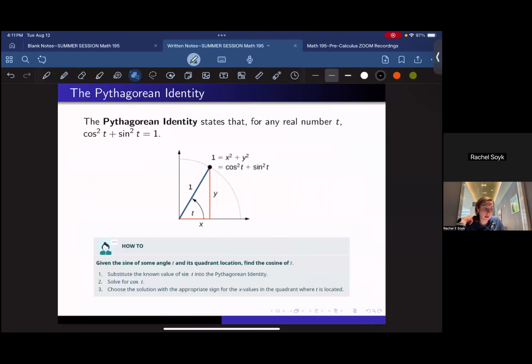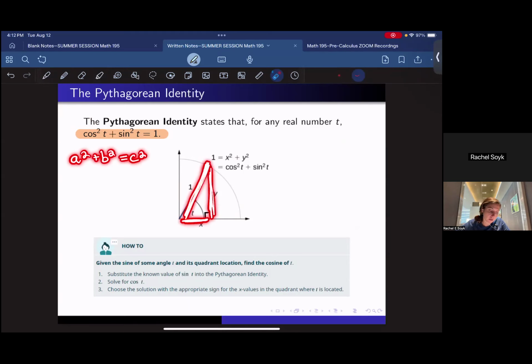Pythagorean identity. Our famous Pythagorean identity is sine squared theta plus cosine squared theta equals 1. They put the cosine squared first, but addition is commutative, so it's interchangeable. And again, if we look at this from our right triangle perspective, what's our Pythagorean theorem? a squared plus b squared equals c squared, which in this case are x squared plus y squared, dealing with the unit circle, radius of 1, equals 1 squared, which is 1. x squared plus y squared equals 1.